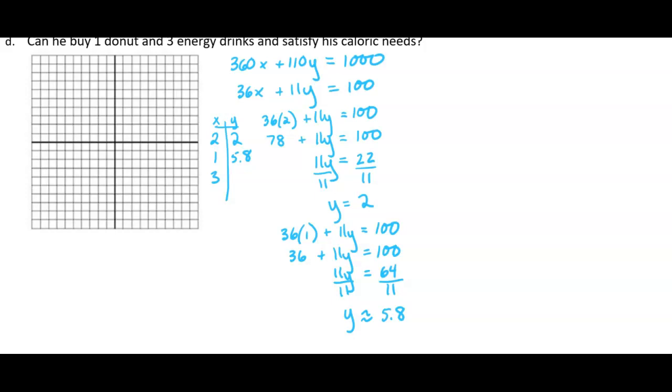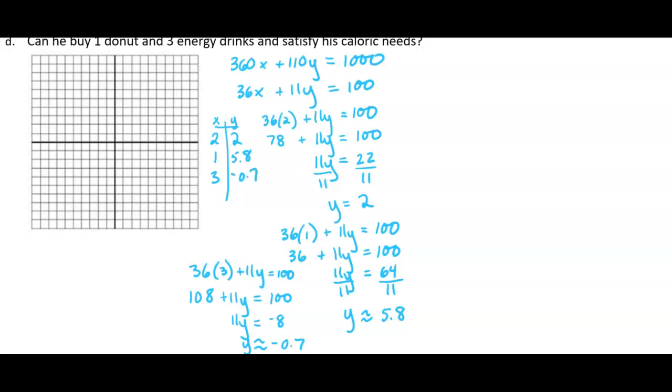This will be interesting. Okay, let's do the math part here. I'm running out of room to write. 36 times 3 plus 11y. Deep down we know we can't have a negative number of energy drinks, but let's see what happens. You get 108 plus 11y equals 100. So 11y equals negative 8, or approximately negative, what's 8 divided by 11? About 0.7. Okay, so let's put that, negative 0.7.